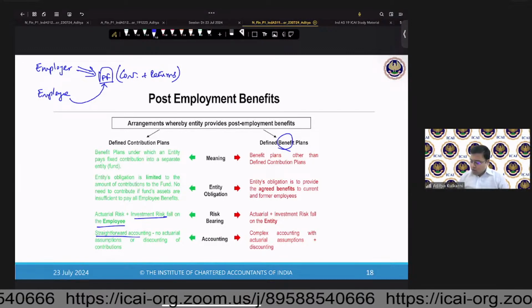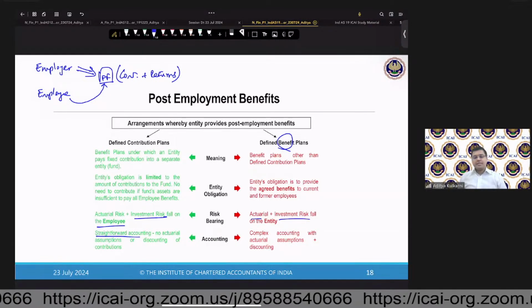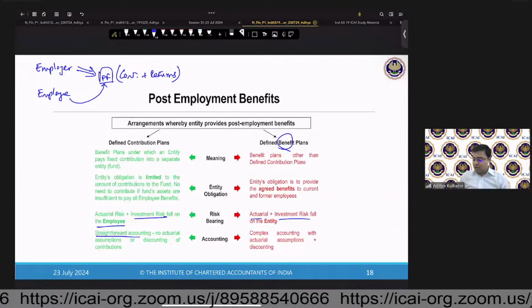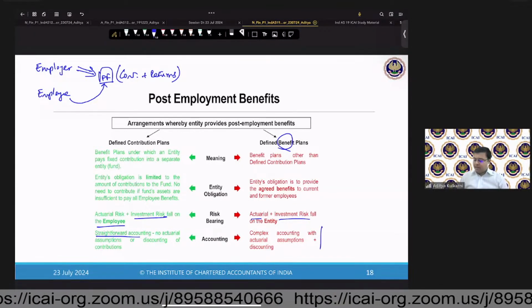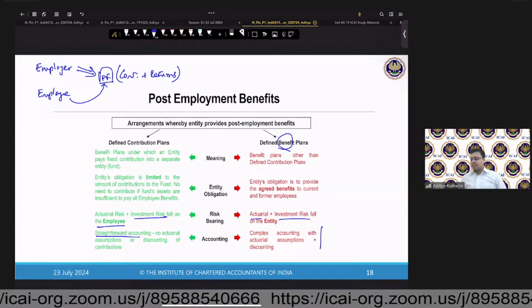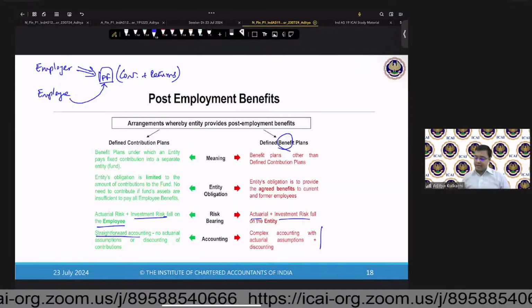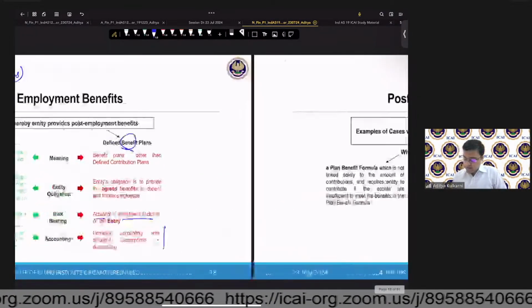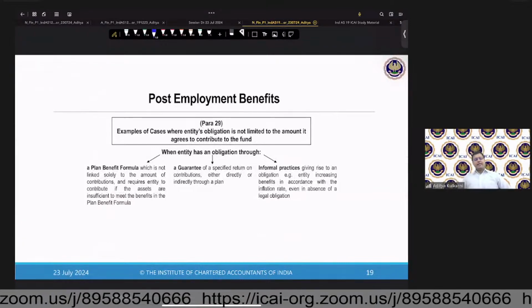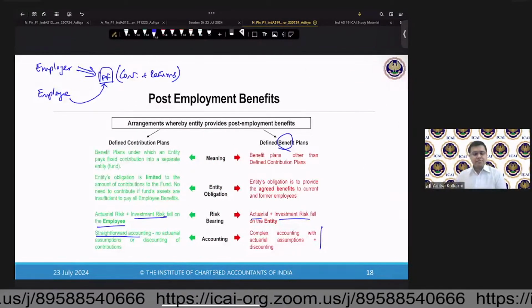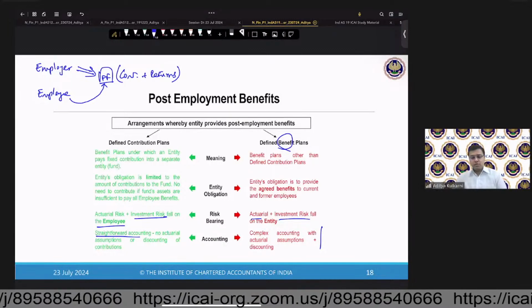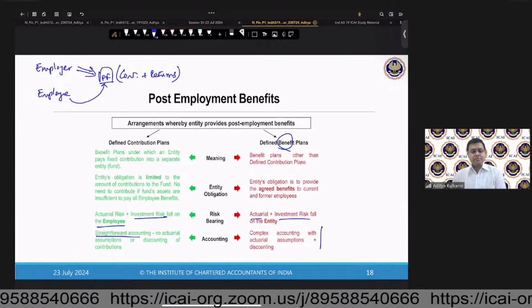Yes. So investment risk plus actuarial risk, both of them fall on the entity. So here we are having complex accounting with actuarial assumptions plus discounting that happens. Are we okay with this? Yes. Any doubts so far? Anybody has any doubts? No. Manish, all clear? Yes.